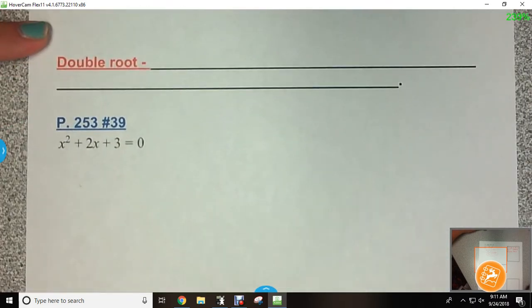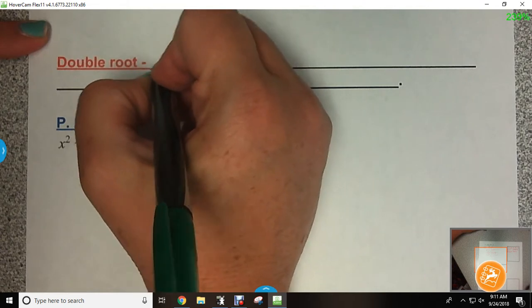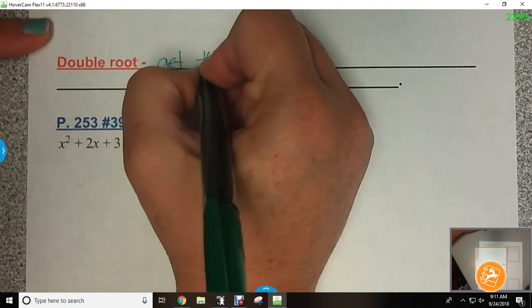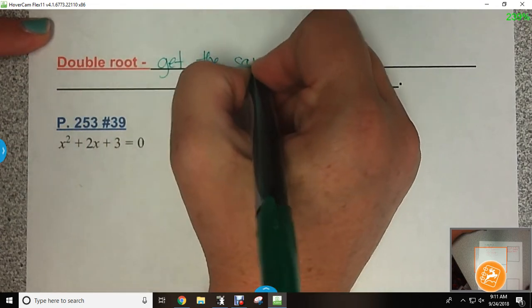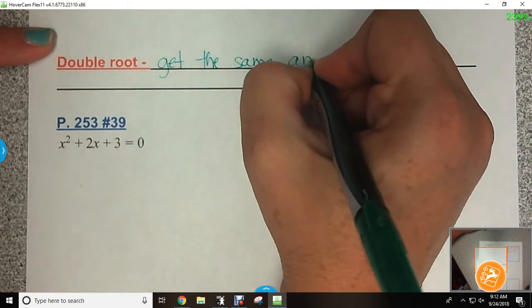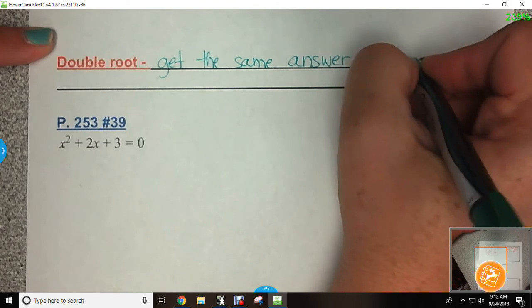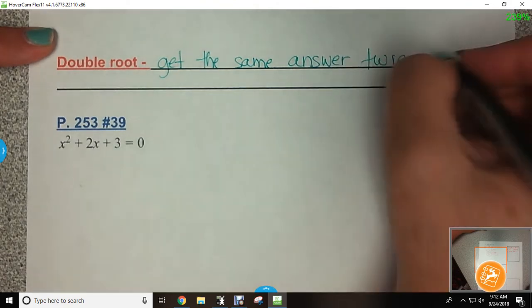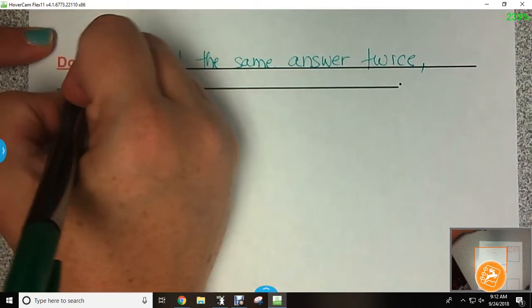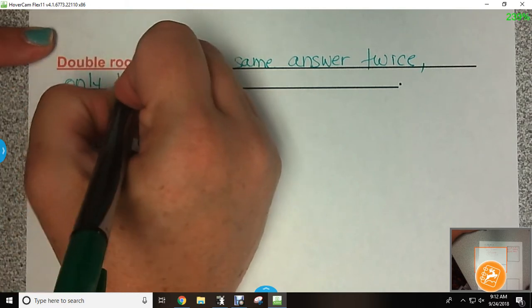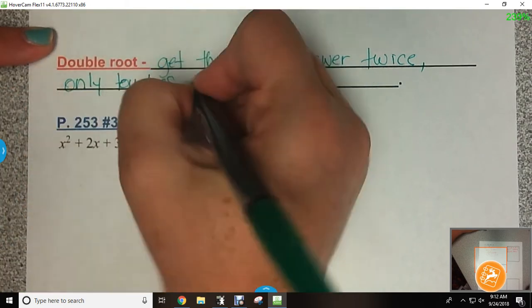So here's our definition for double root. You get the same answer twice. Okay, a double root only touches the x-axis once.